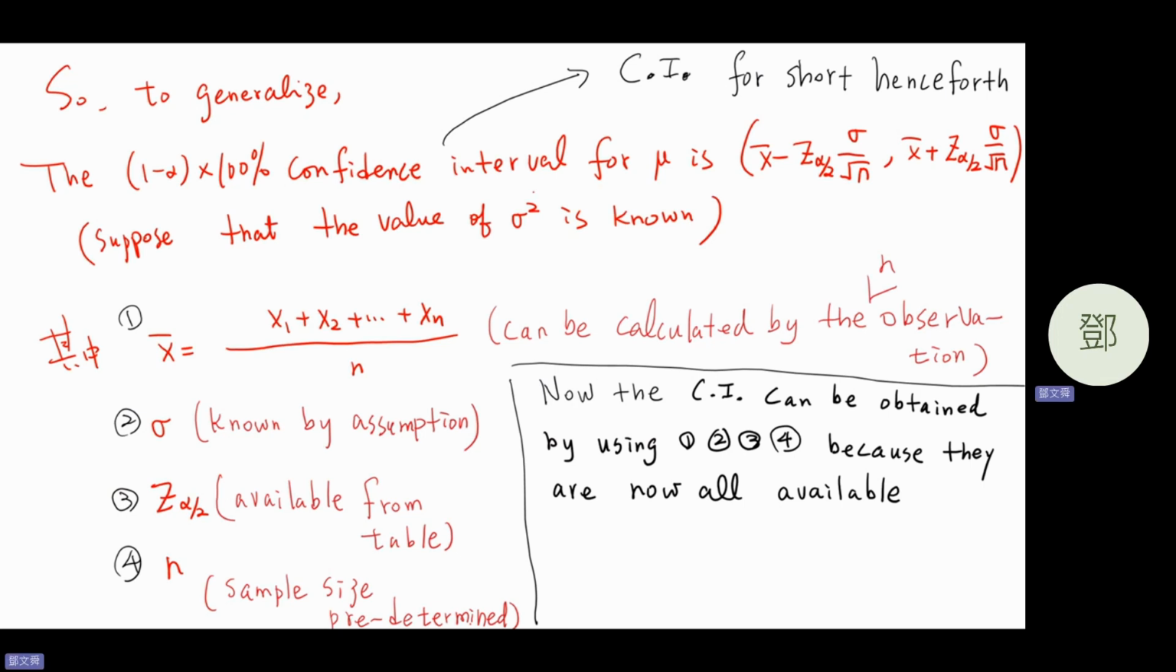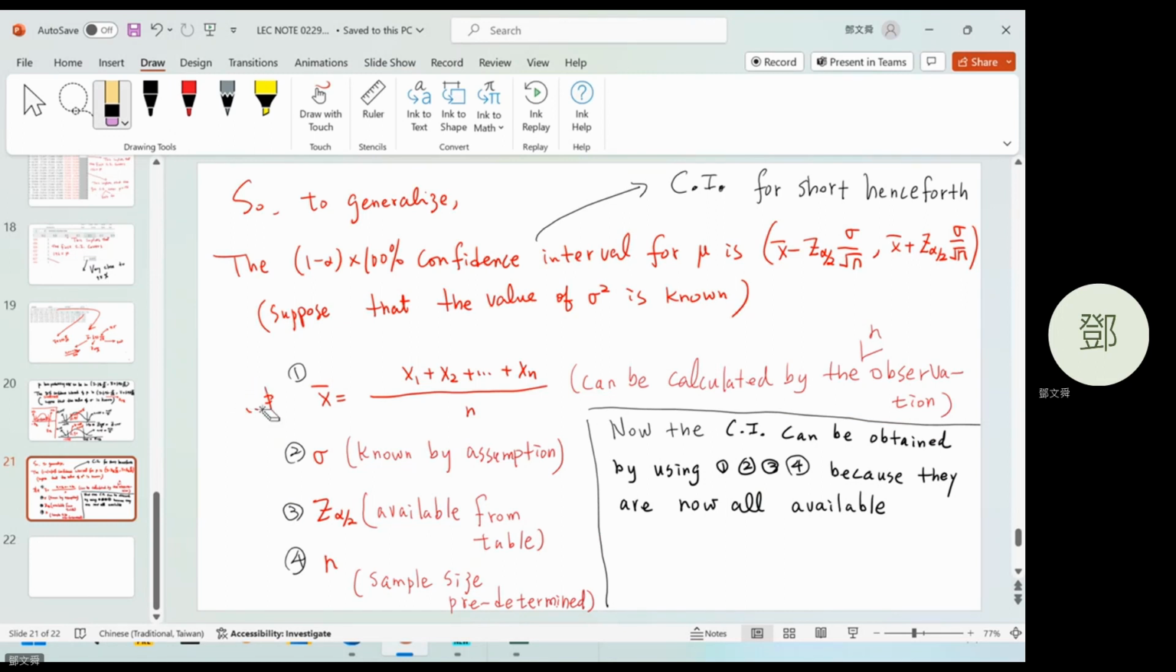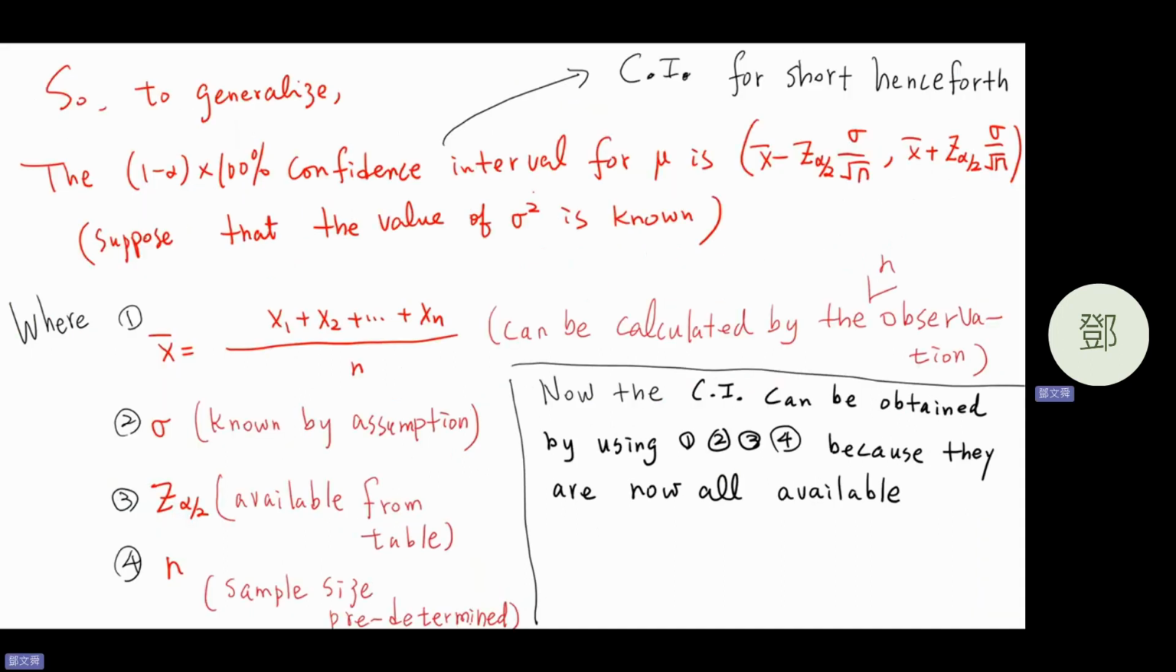Where number 1, 2, 3, 4 are all available in practice. X bar is available from the sample which you draw, and sigma is known by assumption. And z sub alpha divided by 2 is available from table. And n is the sample size, which is predetermined. So the confidence interval can be obtained by using 1, 2, 3, 4 because they are now all available.